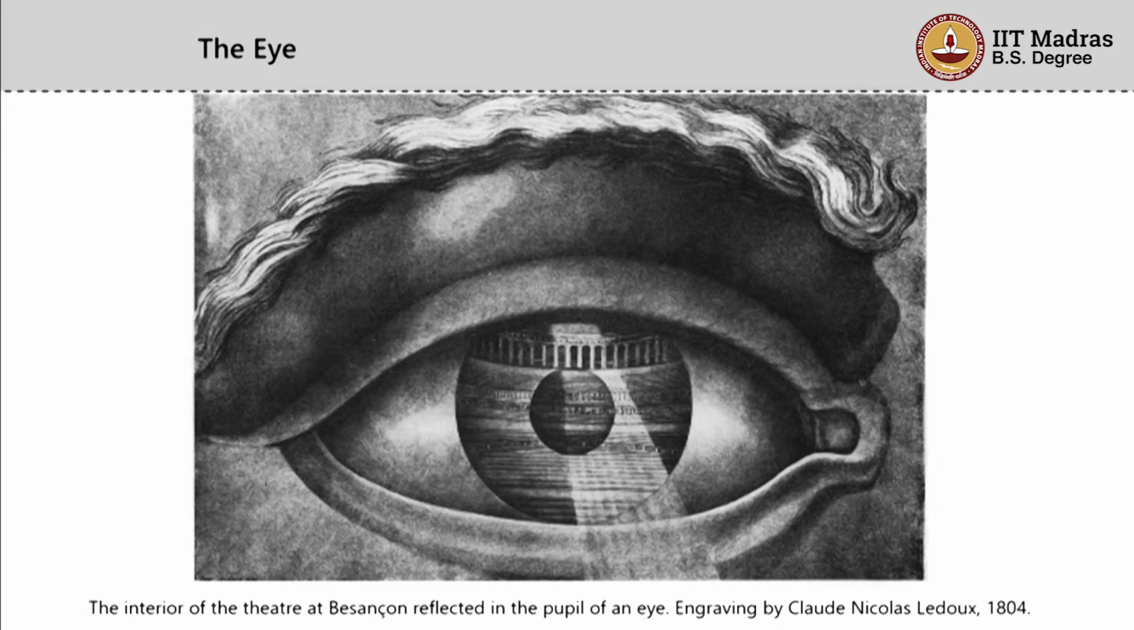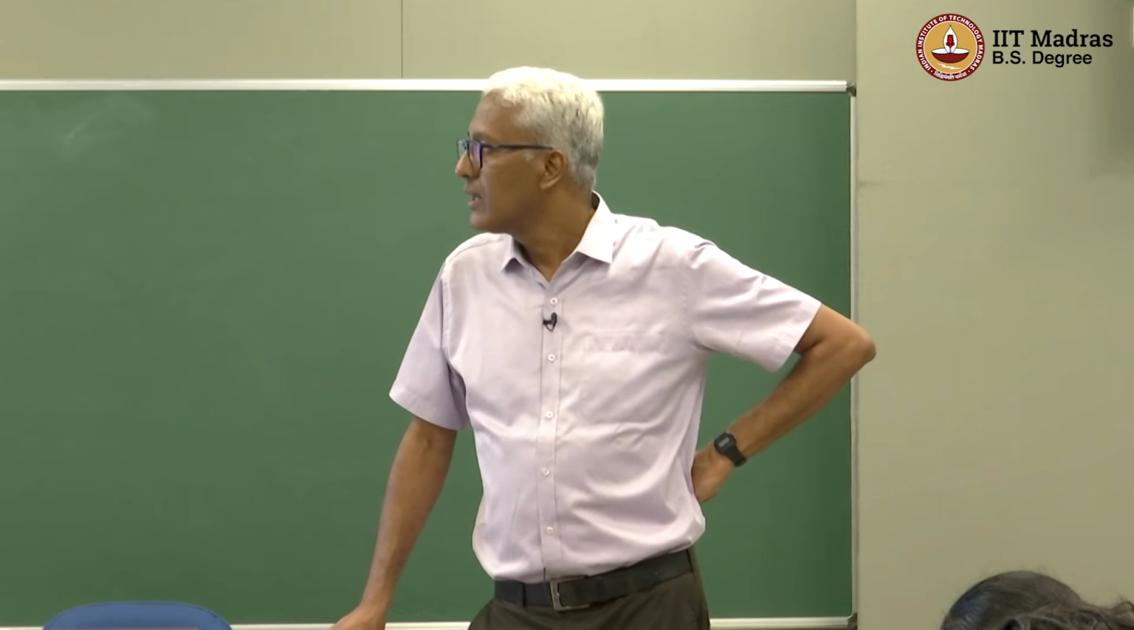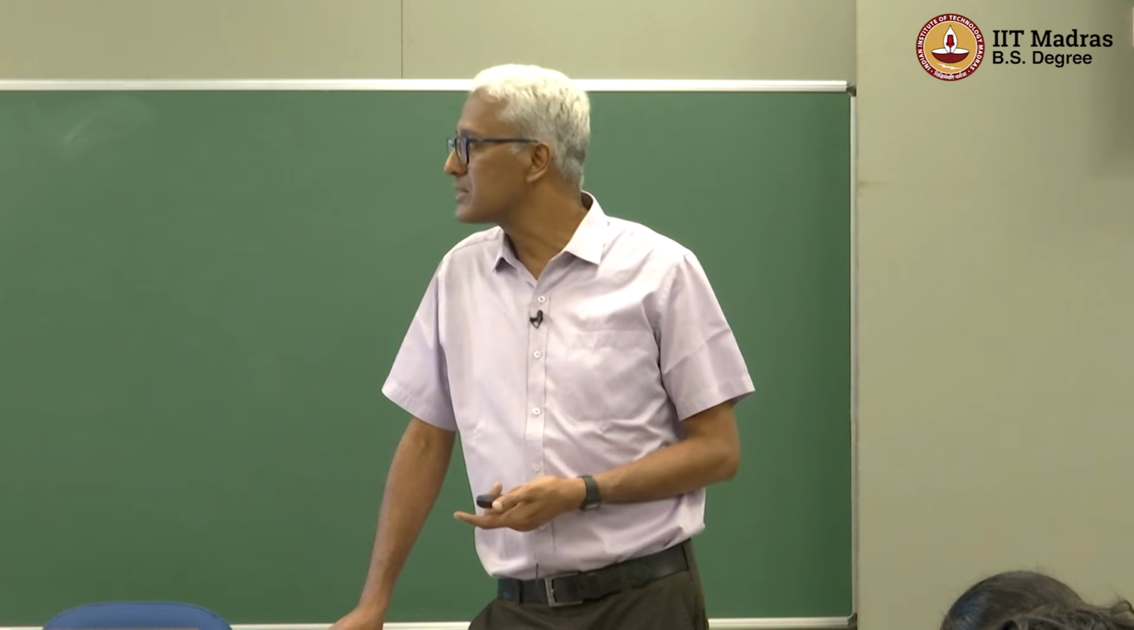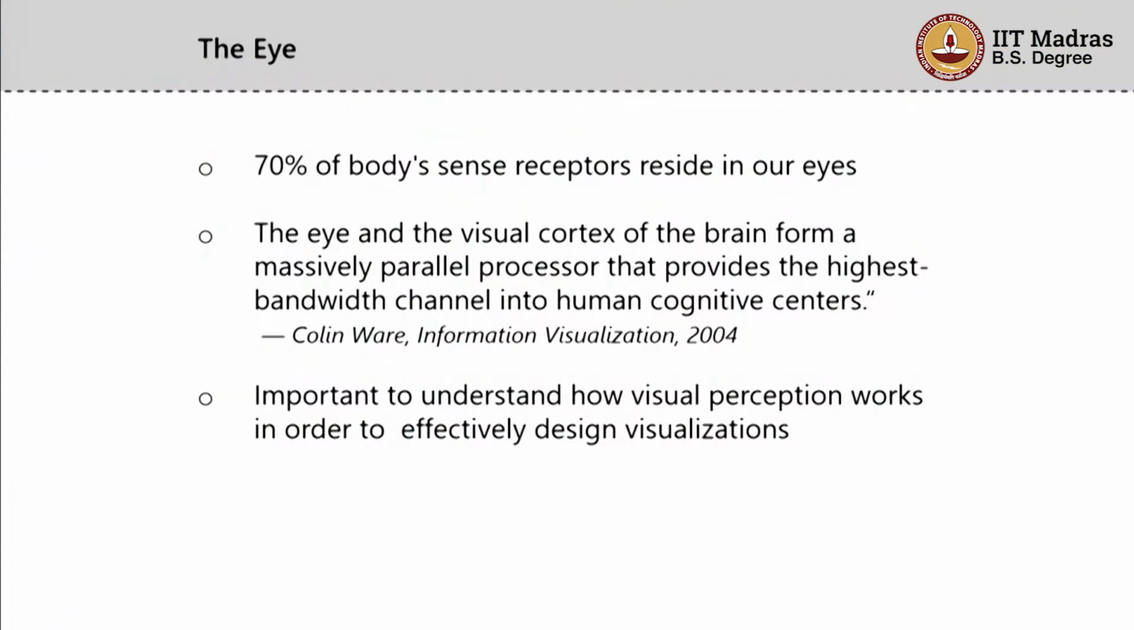So for detection, you need to have an eye. 70% of the body's sense receptors reside in the eyes. In a word, we experience the world predominantly through our visual perception. Although we have other senses such as hearing and touch, we make sense of the world through what we see. The eye and the visual cortex of the brain form a massively parallel processor that provides the highest bandwidth channel to human cognitive centers. It is important to understand how visual perception works in order to design effective visualizations.